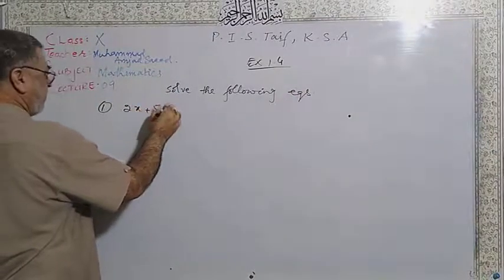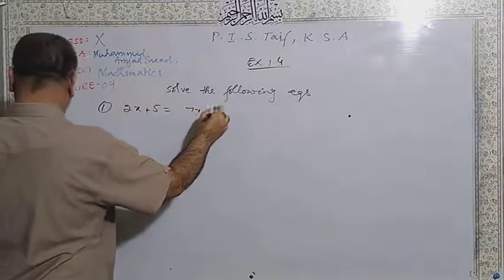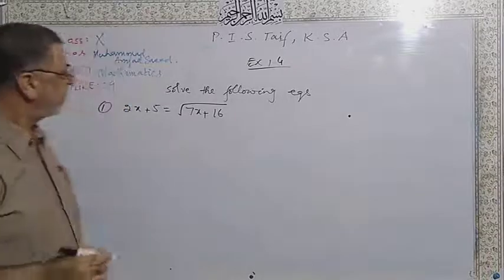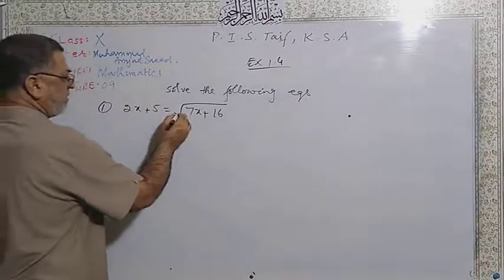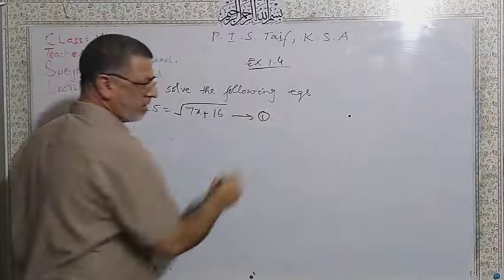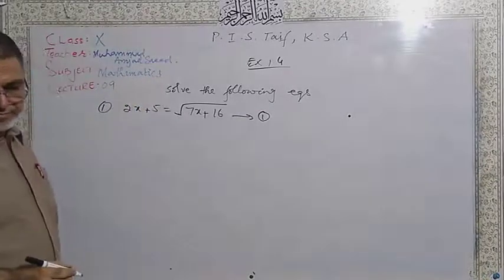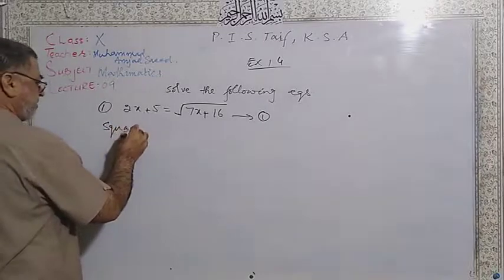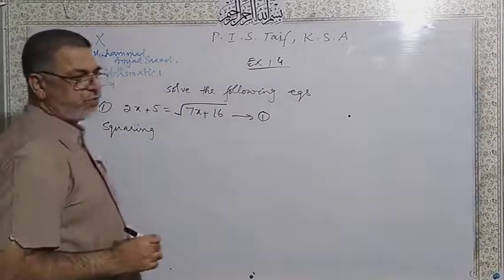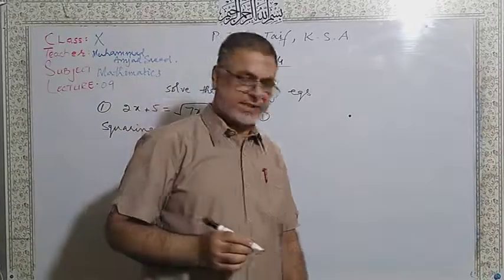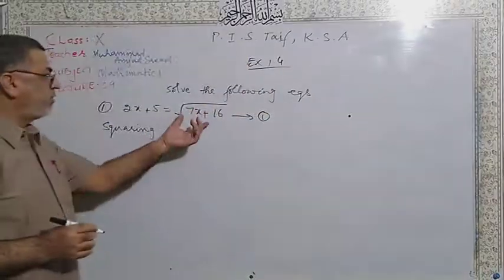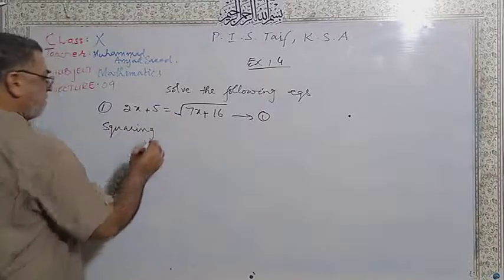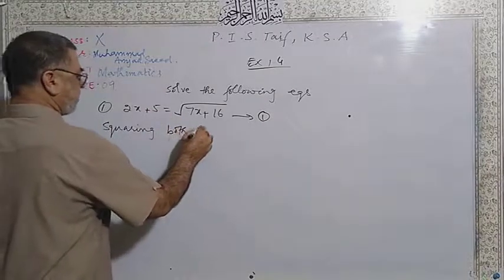2x plus 5 is equal to the square root of 7x plus 16. This is your equation number 1. Actually, we have to find the value of the variable x. So, to remove this radical sign, we will take square on both sides. Squaring both sides.